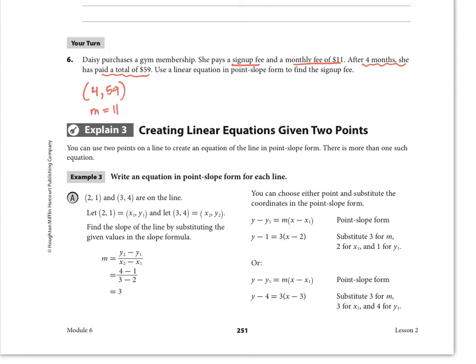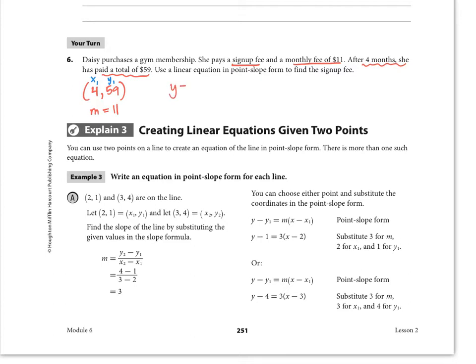Okay, so the tricky thing with these word problems is, can you figure out what a point is? Sometimes the point is the y-intercept, sometimes it's a point that isn't the y-intercept, and can you identify what the slope is? And if you can identify any of those, you can write the equation. So 4 is my x coordinate, so I'm going to call it x1, and 59 is my y coordinate, that's my y1. And I know what my slope is.